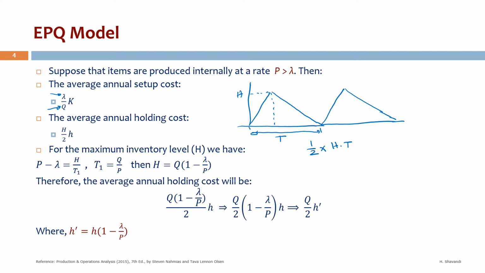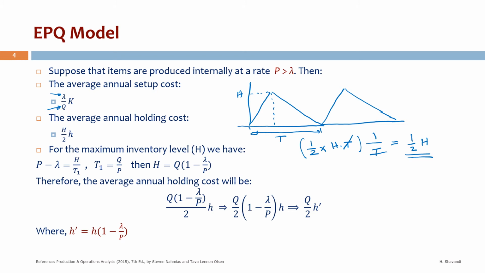So that's for one triangle over here, and as you know, this is for one cycle, right? And per year, the number of cycles per year will be 1 over T, right? So if we multiply this by the number of cycles, which is 1 over T for the year, then it will be the average inventory level or area under the inventory level per year, right? So now the T is canceled, so we will have half times H. So this is actually the average inventory level per year, okay?